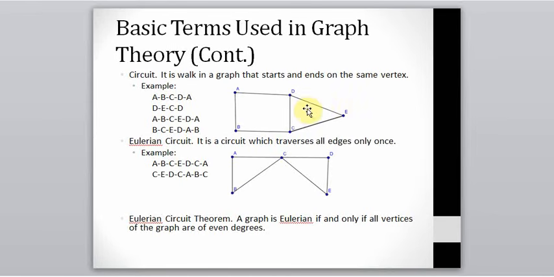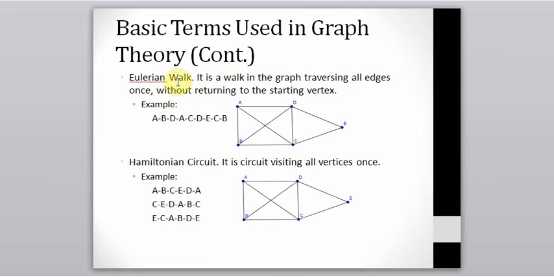So just like this one. Here, not all vertices are of even degrees, so you cannot find a Eulerian circuit out of this figure. While for this one, all of its vertices are of even degrees, then you can find a Eulerian circuit out of this figure.